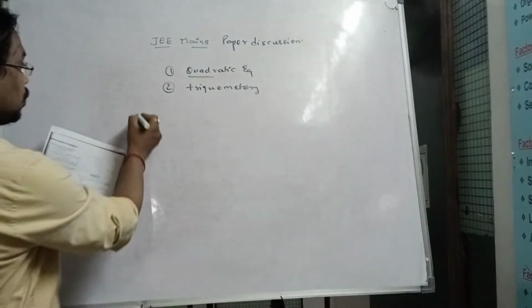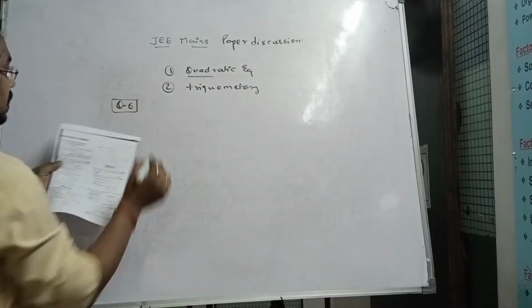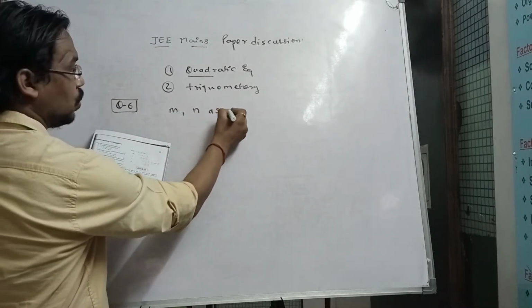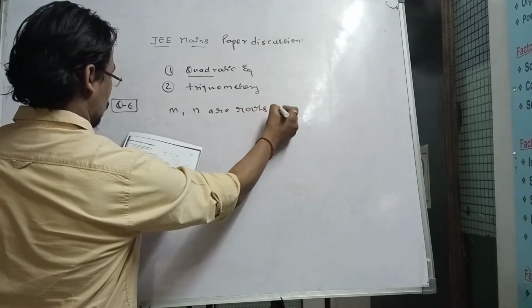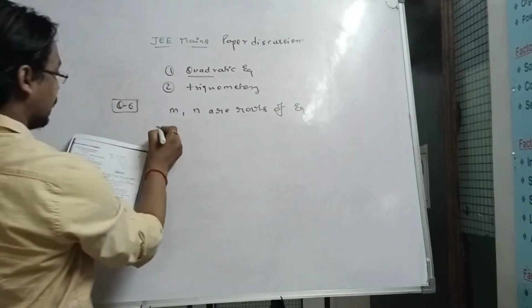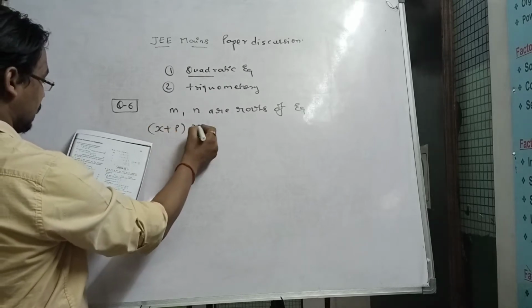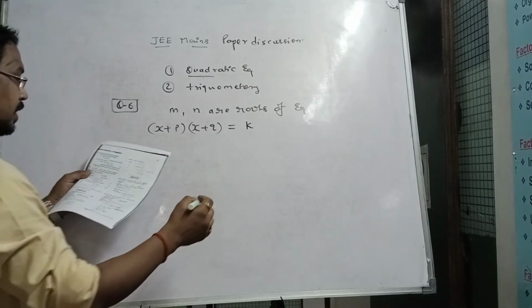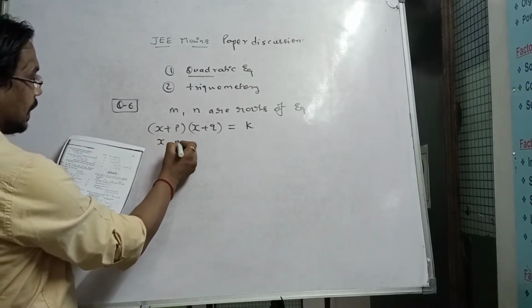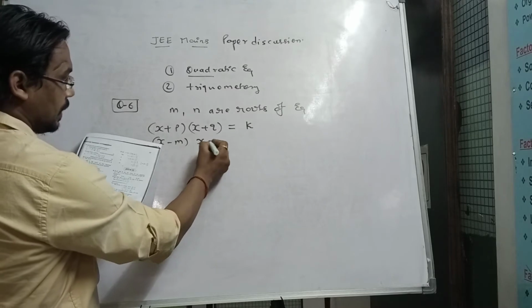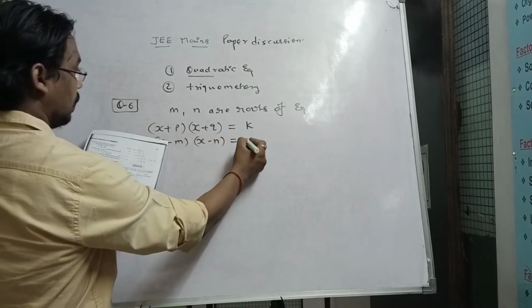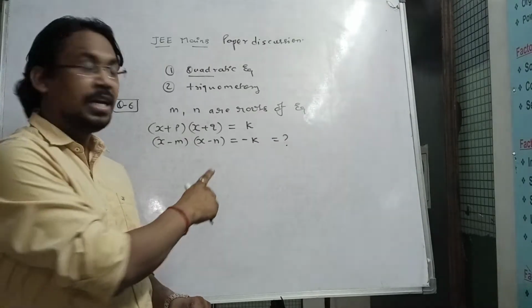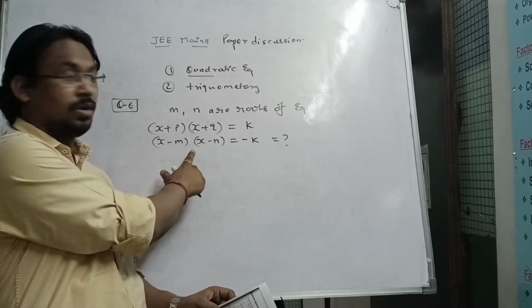They have given question number 6. In question number 6 they have mentioned that m, n are roots of the equation (x plus p)(x plus q) is equal to k, and then the roots of (x minus m)(x minus n) is equal to minus k will be equal to what? They have earlier given this equation and they are asking what the roots of this equation are.